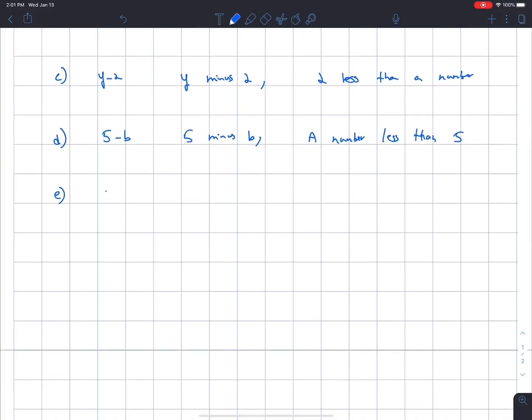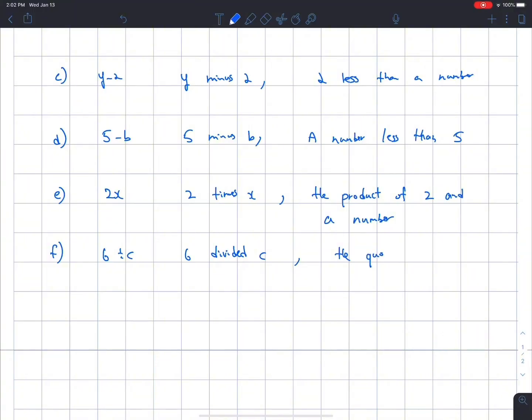E, 2 times x. I can also use the words the product of to represent multiplication, the product of 2 and a number. F, 6 divided by c. So again, the easy one, 6 divided by c. I can also say this is the quotient of 6 and a number.